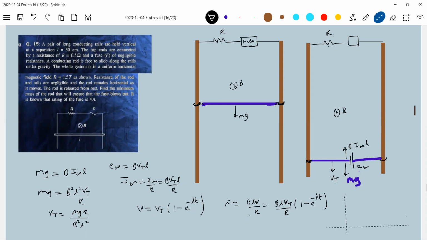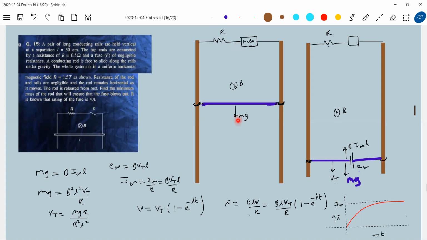Fine, the current will increase exponentially with time, and finally it will become constant, if there were no fuse. Okay, now this is V. This is current I infinity. Now you see this. So current will continuously increase, no? So once the current through the circuit becomes 4 ampere, the fuse will blow.